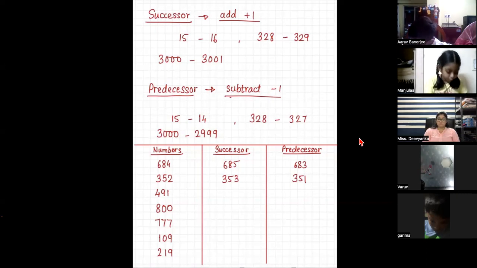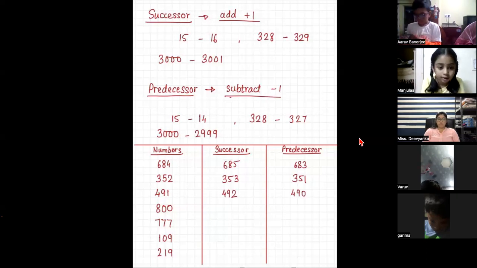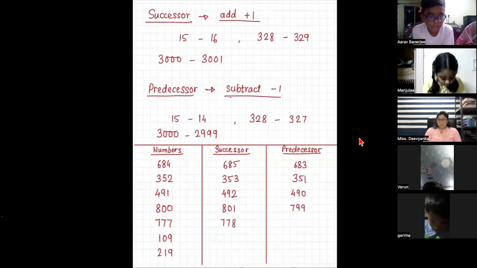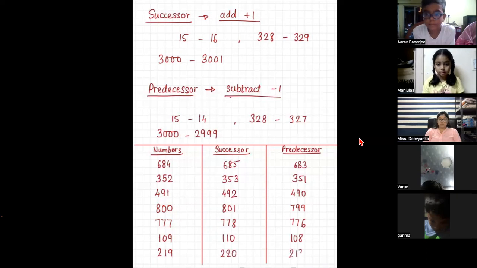What about 491? Successor 492. Correct. Predecessor 490. Correct. Now what about 800? What is the successor? 801. And 799. Correct. What about 777? 778. And 776. Correct. Now the last two, 109: 110, 108. Correct. And 219: 220, 218. Correct. Very good.